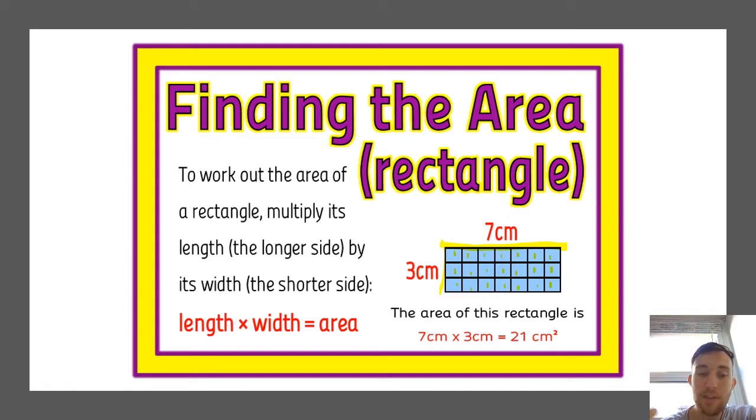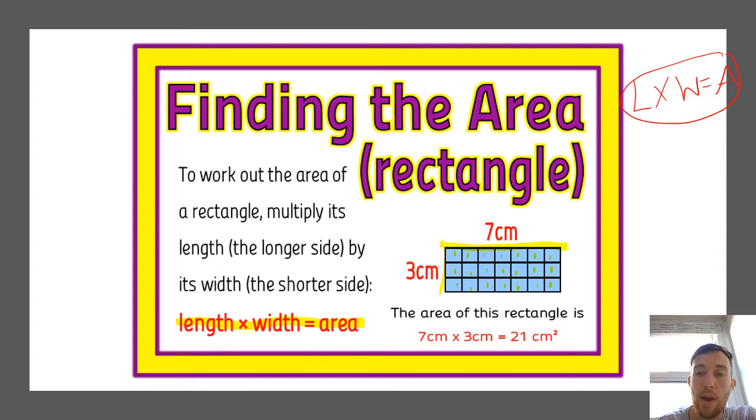But then in year 5 and year 6, we abbreviate that to this particular formula here. So length times width equals area. And then we've abbreviated that even more to L times W equals A. So remembering this formula is going to be really important for today, finding the area of particular shapes.